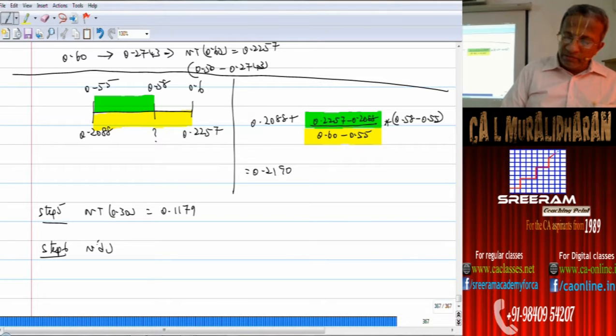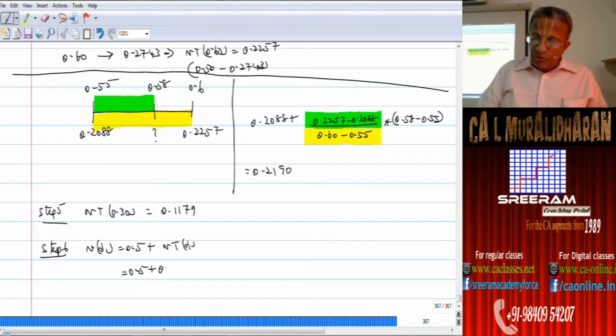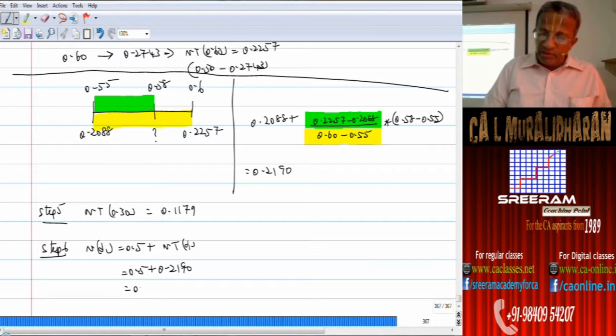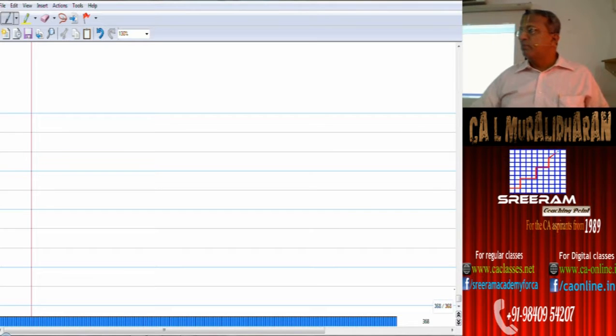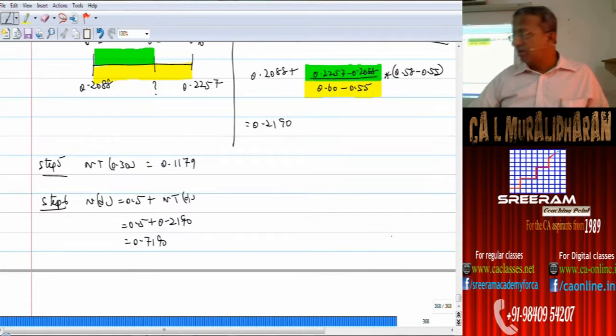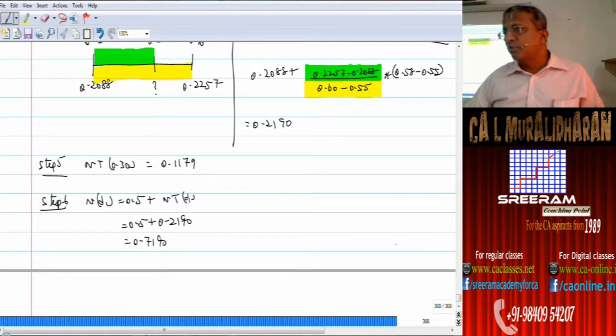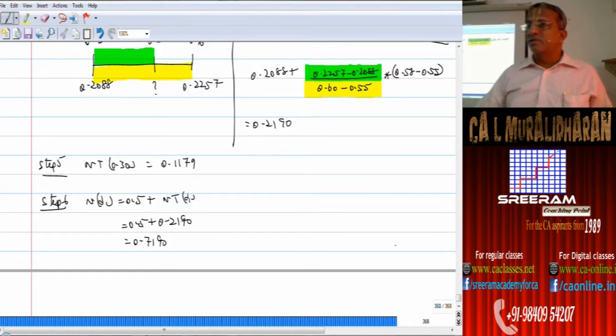Now, step number 6. N(d1) is equal to 0.5 plus the normal table value of d1. 0.5 plus 0.2190, which is equal to 0.7190. Let me also admit there is always a flaw in our interpolation because the normal table value will not move in a straight line. So, this interpolation is not correct.